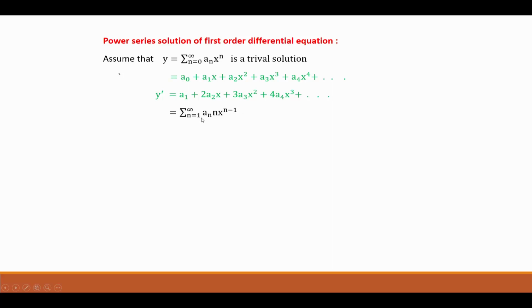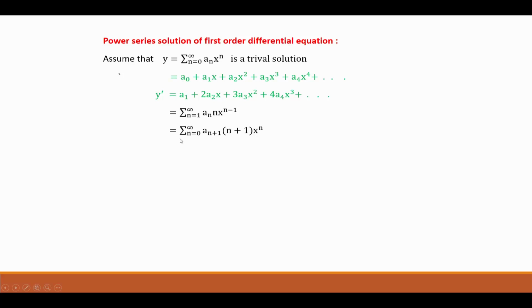Now write this series with n varying from 0 to infinity. So equal to sigma n varies from 0 to infinity; replace n by n plus 1. So a of n plus 1, replace n by n plus 1, so n plus 1 into x raised to n.